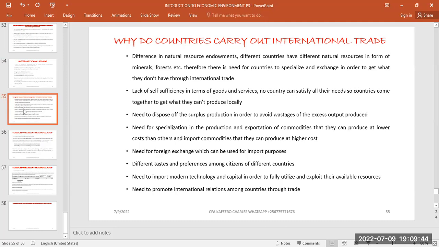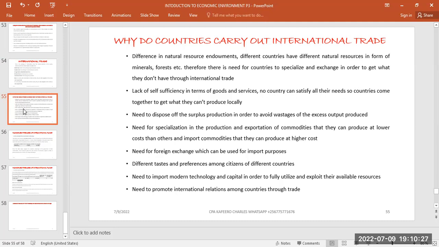Then the fourth one, we can talk about the need for specialization, in the production and exportation of commodities. Here we are looking at the fact that we need specialization because we have different resources and we can produce certain items at a very low cost. So if we specialize in the production of those commodities that we can produce at the lowest cost, we are going to be able to get a lot of output, and we'll be able to engage with others that have what we can't produce. That's what we call the need for specialization.